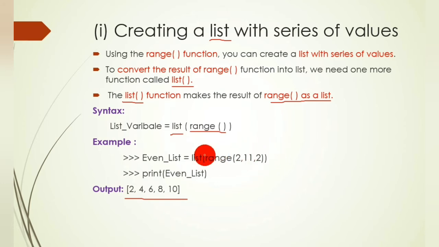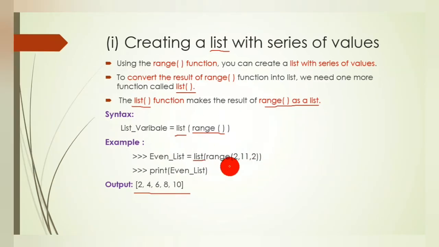After generating the values, the list function is used to convert this range of values into the format of a list. So print even_list. Now you can see the output 2, 4, 6, 8, 10 within square brackets. So the square brackets are used to show that these elements are formed in a list.